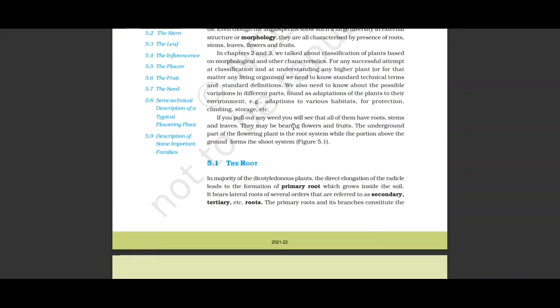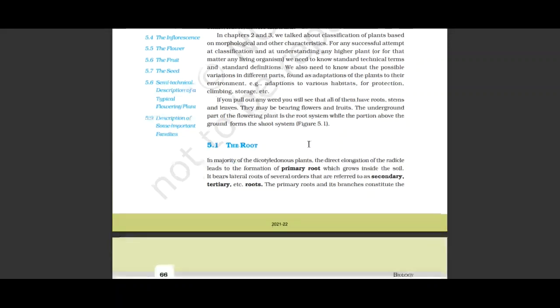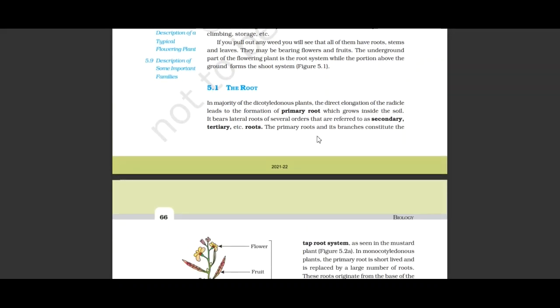If you pull out any weed, you will see that all of them have root, stem and leaves. They may be bearing flowers and fruit. The underground part of the flowering plant is the root system, while the portion above the ground forms the shoot system. Let us see the root.